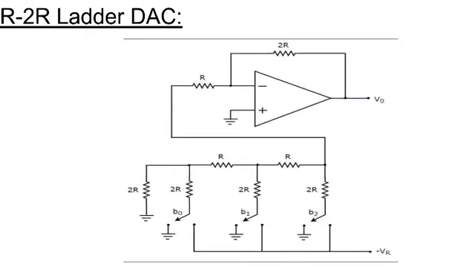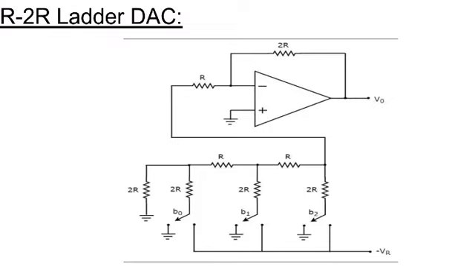Now let us see the R2R ladder DAC. The R2R ladder DAC overcomes the disadvantages of the binary weighted resistors DAC. As the name suggests, the R2R DAC produces an analog output which is almost equal to the digital, that means binary, input, by using an R2R ladder network in the inverting adder circuit. Here the circuit diagram of a 3-bit R2R ladder DAC is shown.